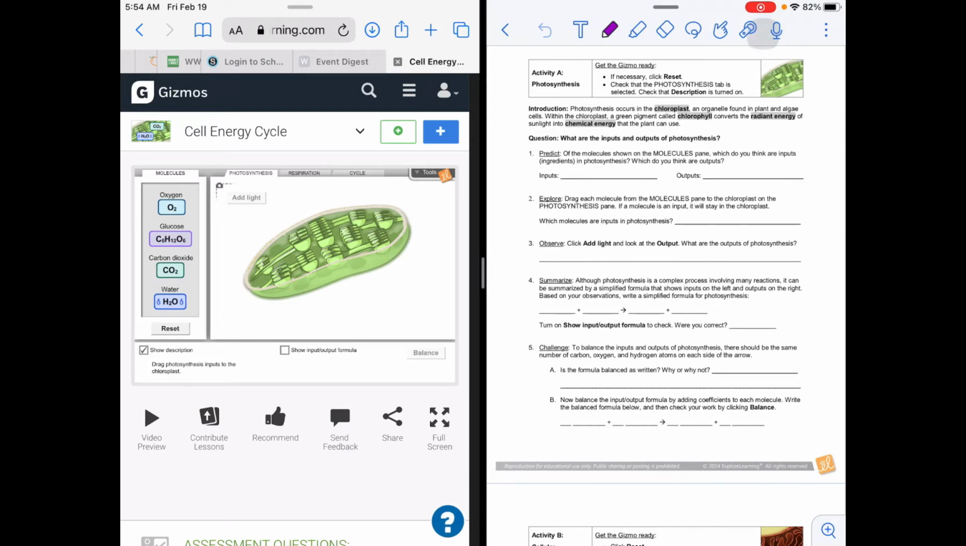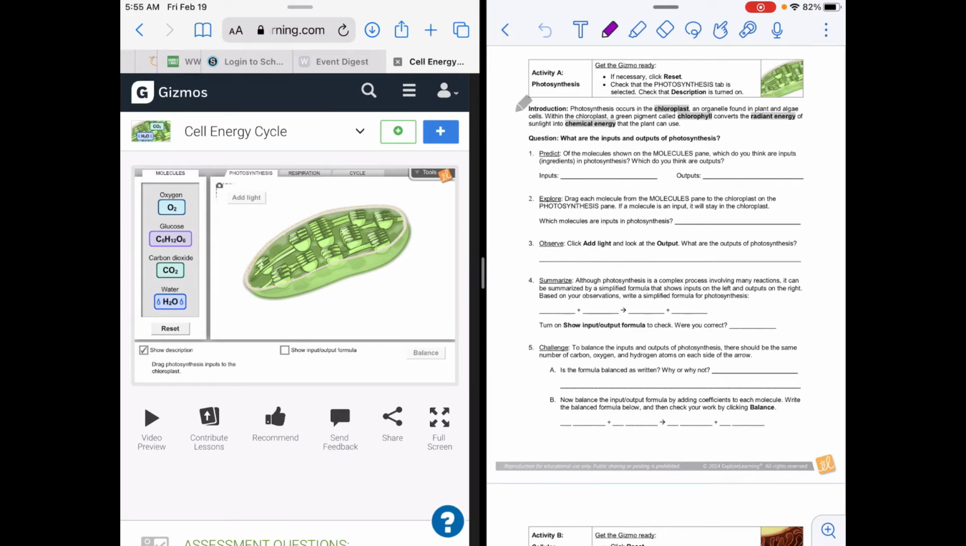So the first activity, they always give you instructions on how to get it set up. So it says, if necessary, click reset. So the reset button is over here, bottom left of the gizmo. Check that the photosynthesis tab is selected, and check that description is turned on. So the photosynthesis tab that they're talking about is right here. Okay, you notice you've got 3 tabs over here: photosynthesis, respiration, and cycle. And then when it says show description turned on, they're talking about this checkbox right here. So make sure that is checked before you start.